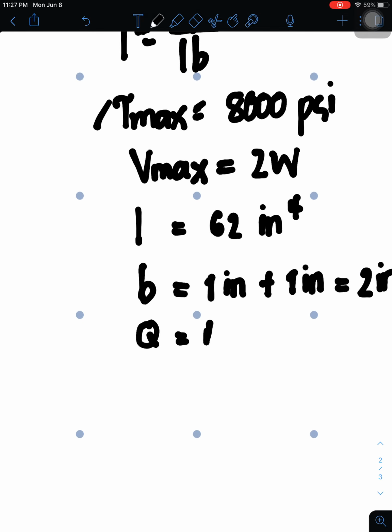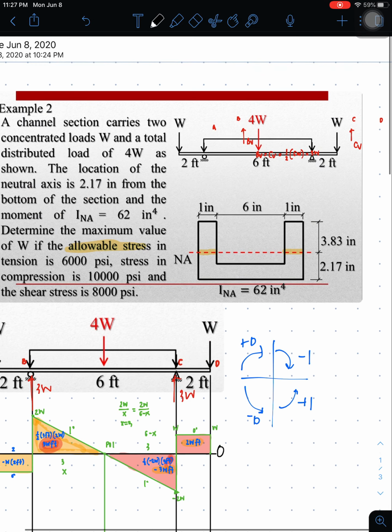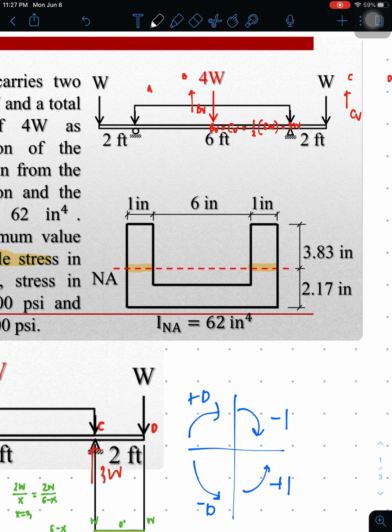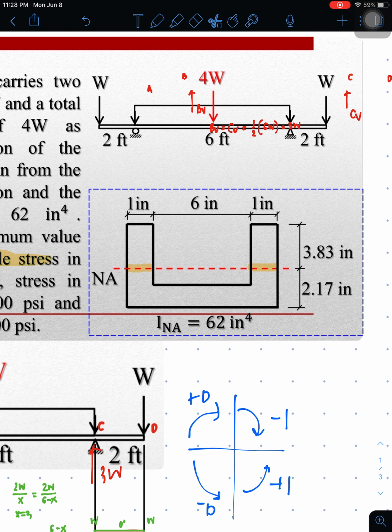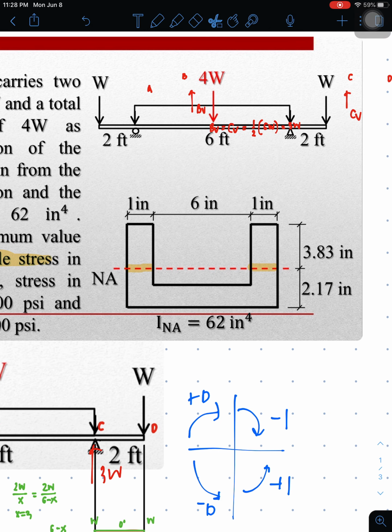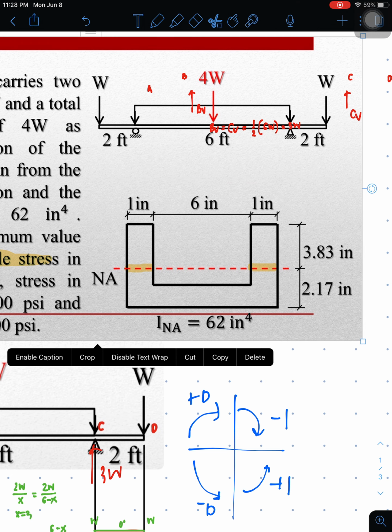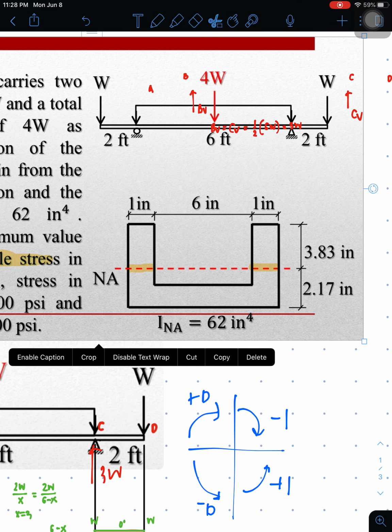Next, Q. How about our Q? Let's solve for Q. It's area times bar Y. So what is the area? Remember here, can I just copy this one here? I can't copy it.